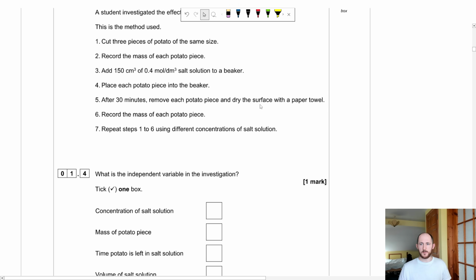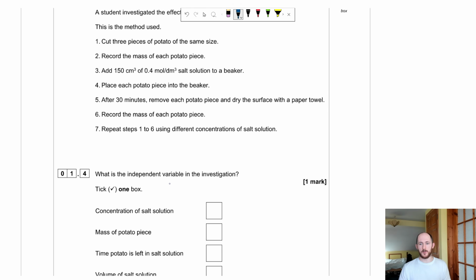They remove the potato piece and dry the surface. Record the mass of each potato piece and repeat the steps using different concentrations of salt. So they're trying to draw water out of the potato, basically. Now, independent variables. This is something that people struggle with in biochem and physics, so this is useful for all of them. And I've got a really easy way to remember it.